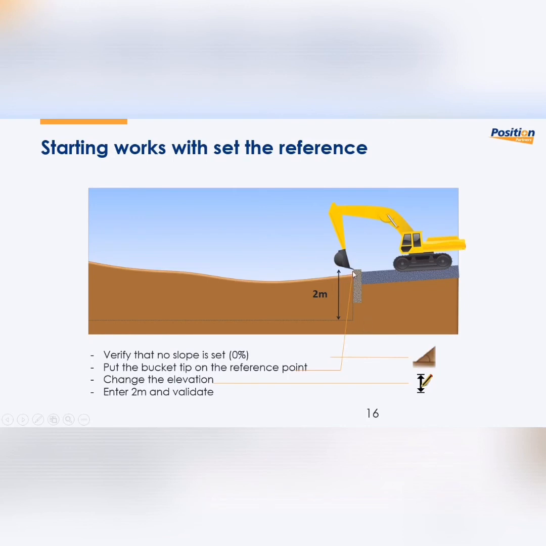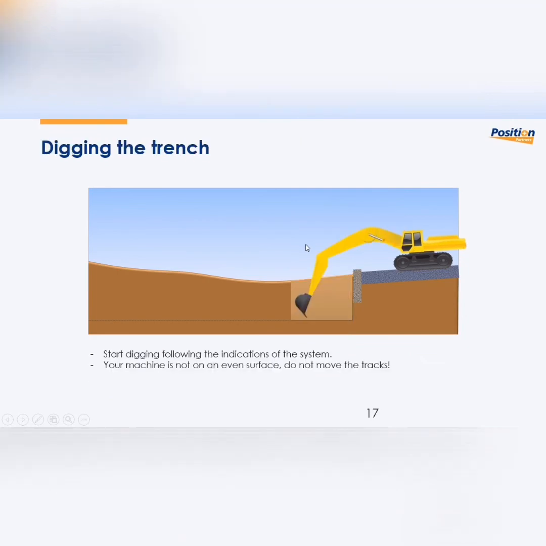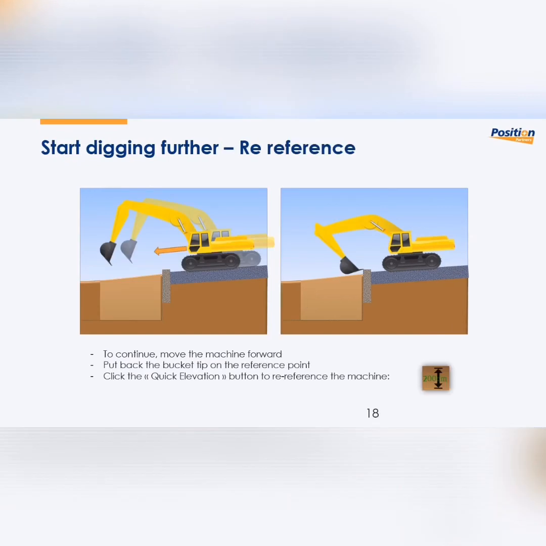First, since this is simple excavation, we want to set 0% on the gradient, and then we place the bucket tip on the reference point. We set 2 meters inside the control box, so when we move the bucket down 2 meters from the reference point, the system will show 0 on the screen, and then we will dig until we can't go further without moving the track. So we need to move the track, of course.